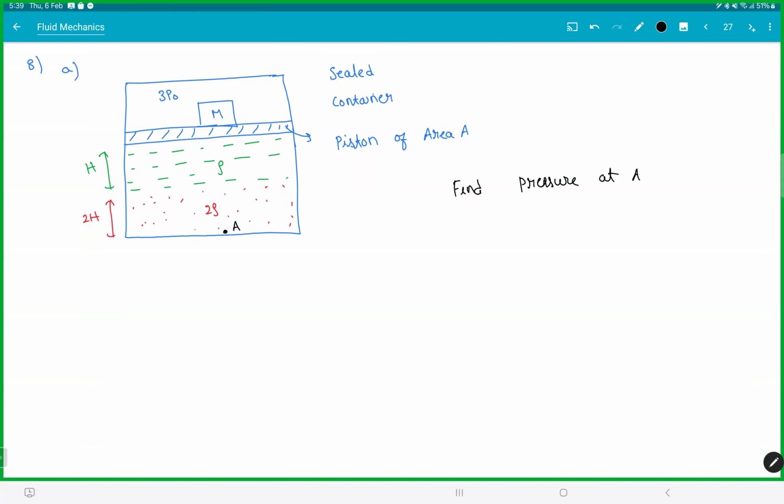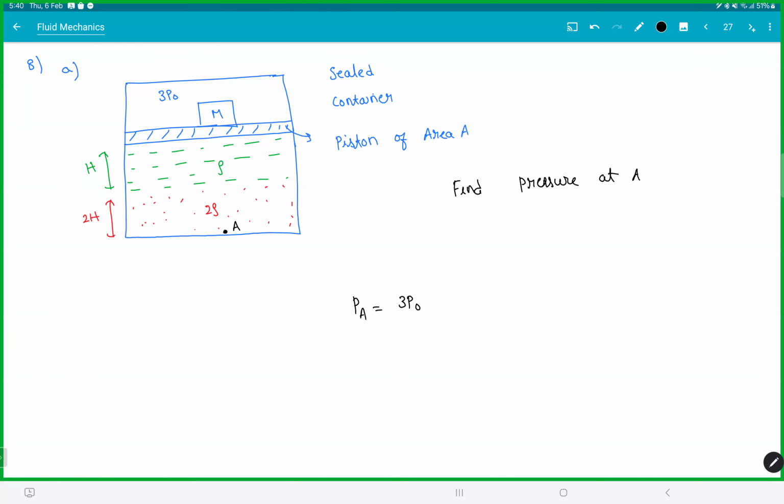Let's see. Now look at this thing. So pressure at A. Let's just try to go one at a time. Due to this atmosphere, what will be the pressure? 3p naught? If nothing was there and only gas was there, it would have been 3p naught, right? Then what do we have? We have a block.